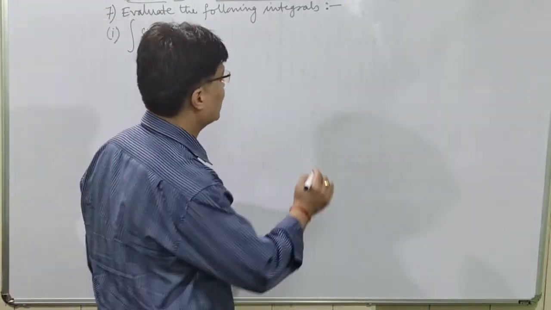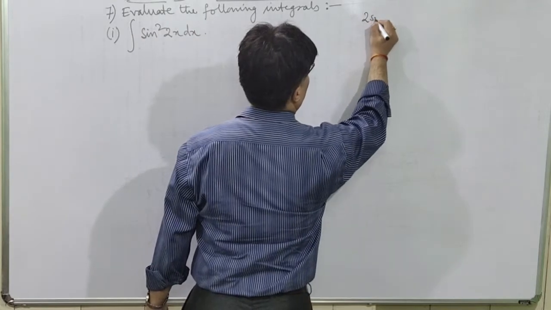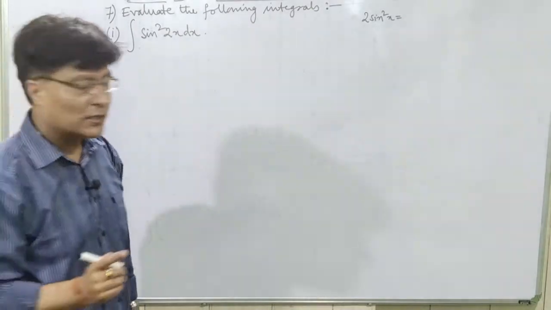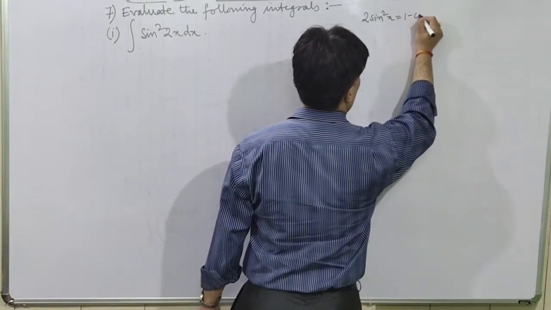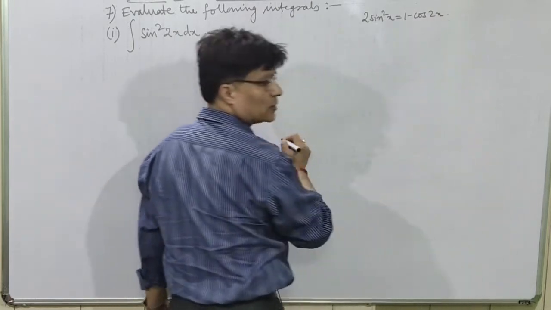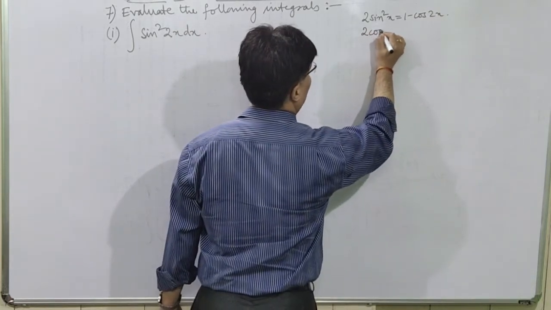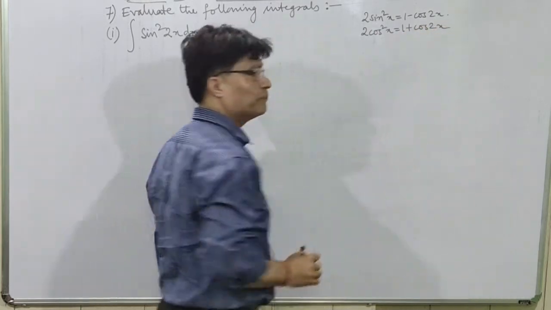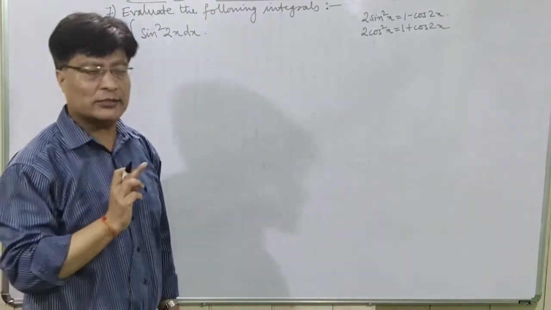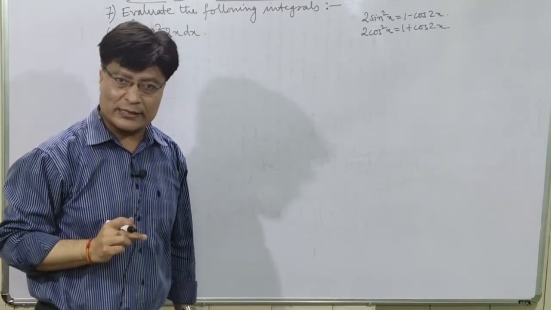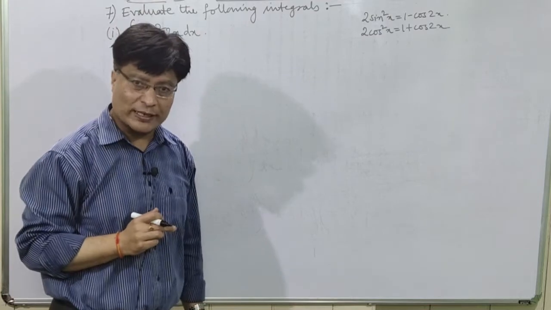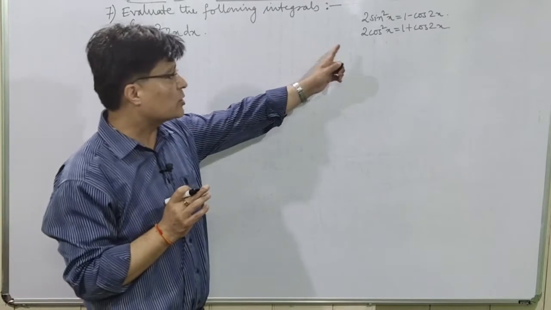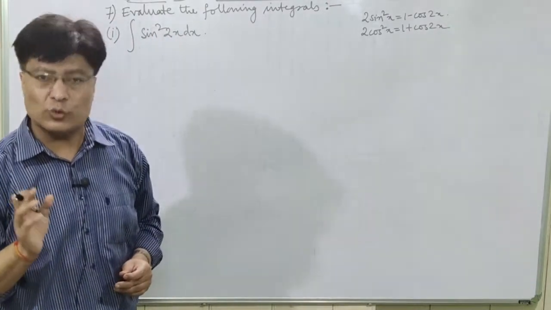multiple angles. You know that 2 sine square x. What is the formula for 2 sine square x from multiple angles? It is 1 minus cos 2x. And also you know that 2 cos square x is equal to 1 plus cos 2x. Whenever there is sine square x, you can use the formula of 2 sine square x, which is equal to 1 minus cos 2x. Whenever there is cos square x form, you can use the formula of 2 cos square x, which is equal to 1 plus cos 2x.